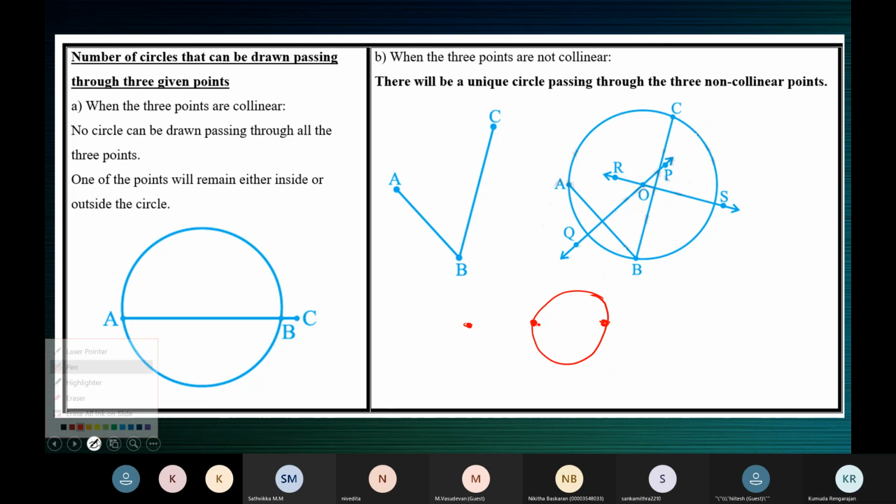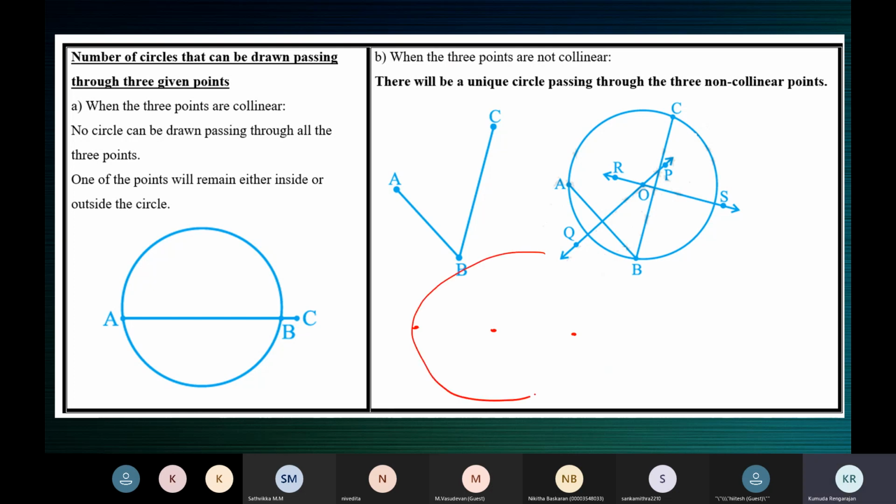You see here, if you draw a circle like this, passing through these 2 points, then this point lies inside the circle. Or if you draw a circle passing through these 2 points, then this point lies outside the circle. So one of the points will remain either inside or outside the circle.